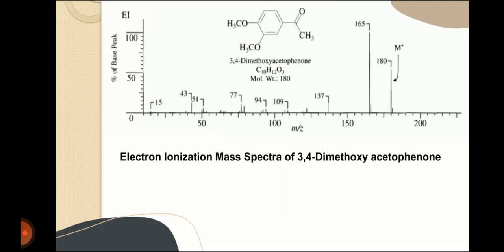This is a diagram of the structure of 3,4-dimethoxy acetophenone. This diagram clearly shows the fragments and how it is ionized, and by the process of mass spectrometry we can know the structural elucidation of this molecule.